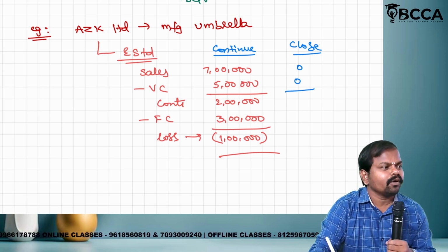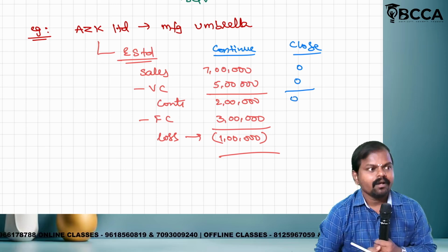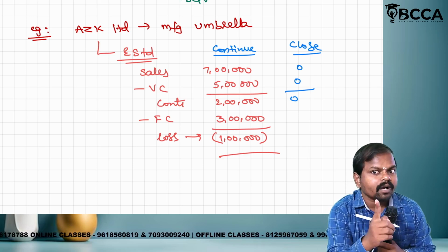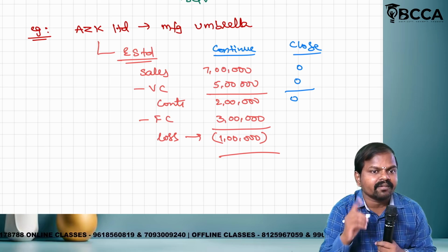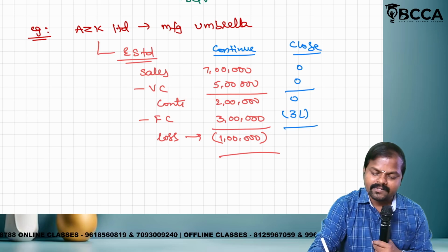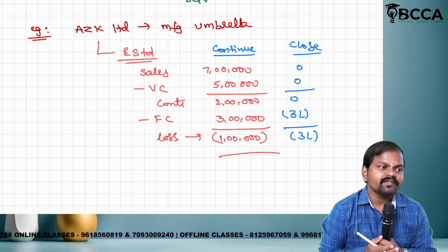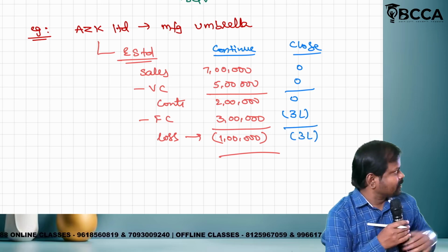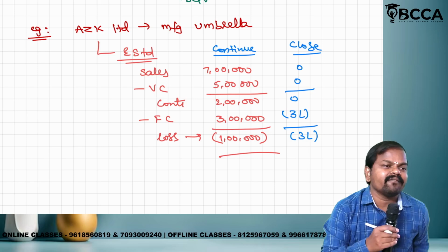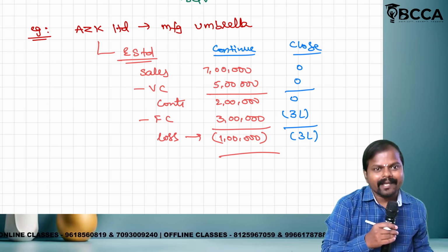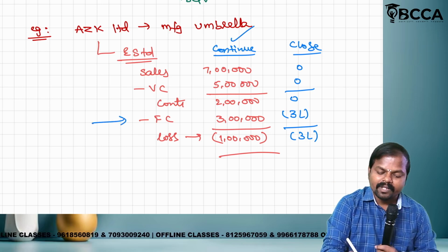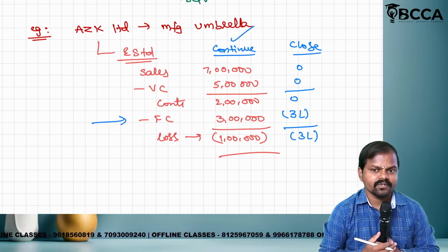What is my contribution? 0. Don't tell like that. 0 only. What is my fixed cost? Don't tell 0. Fixed cost does not depend upon the level of activity. 3 lakh. What's my loss? 3 lakh. It's not a profit, it's a loss. Loss 1 lakh, loss 3 lakh. Which one is best? 1 lakh only is best. That is the reason option continue, to overcome the fixed cost. That is a conclusive answer.